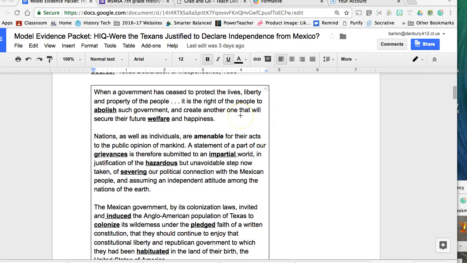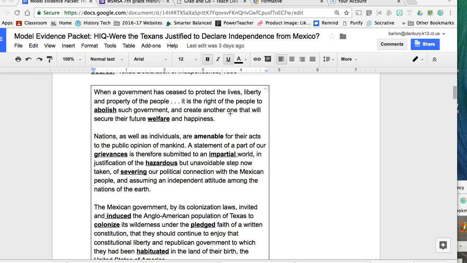In order to do that, you have to know the vocabulary. You have to be able to read it. You read it several times to try to get a gist of it. So I'm going to do this a couple of ways. If you were in class and you had a little extra time, you would begin reading the entire piece of evidence. I'm just going to read the first paragraph. It states, when a government has ceased to protect the lives, liberty, and property of the people, it is the right of the people to abolish such government and create another one that will secure the future of welfare.